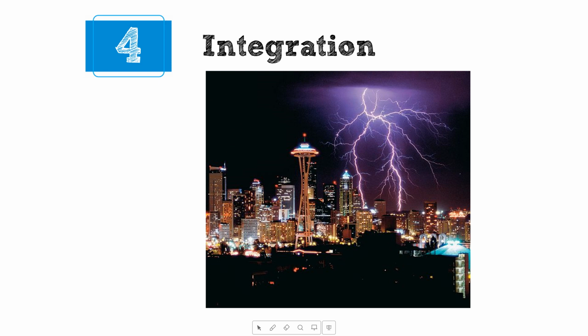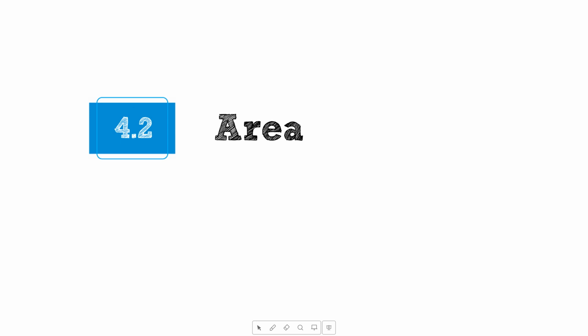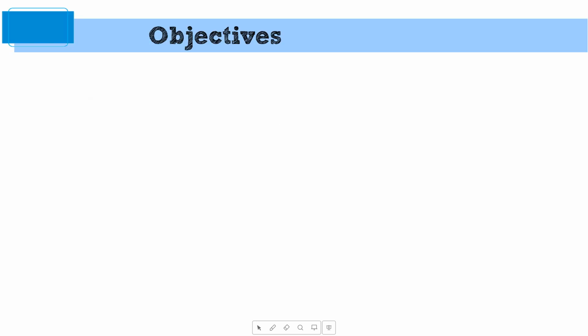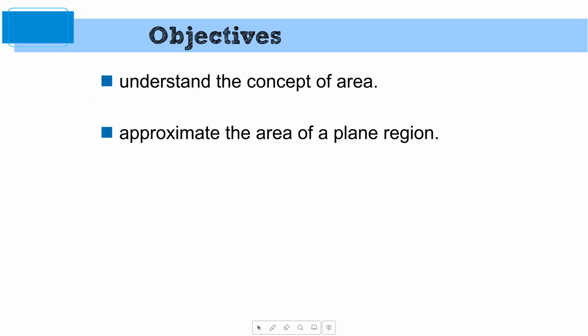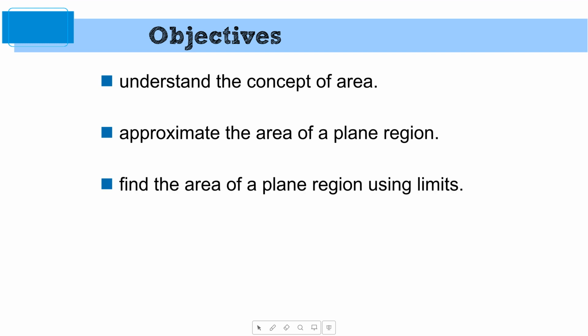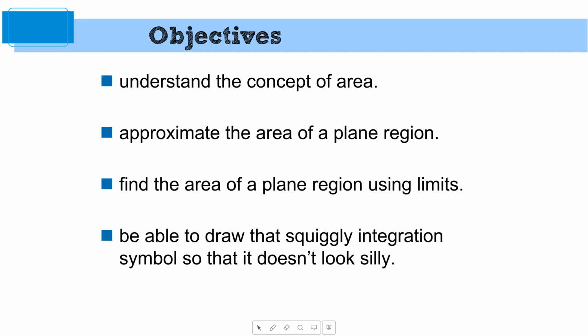Continuing with integration, we're going to learn about one of the physical properties of an antiderivative slash integral. You'll recall, we're talking about area today. We should be able to understand the concept of area, the area of a plane region, find the area of a plane region using limits, and be able to draw that squiggly integration symbol for the limits.